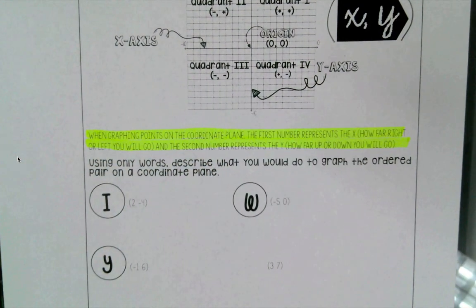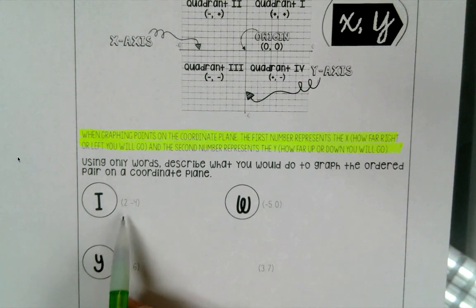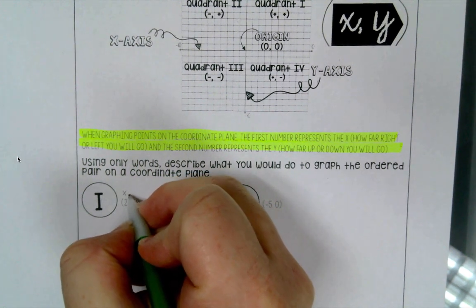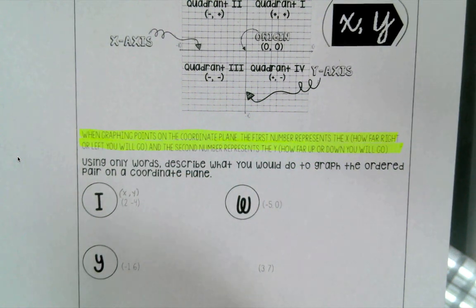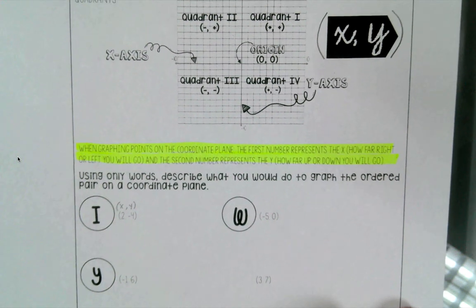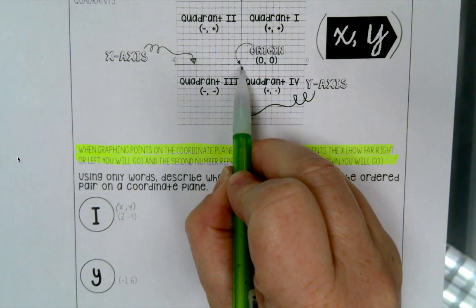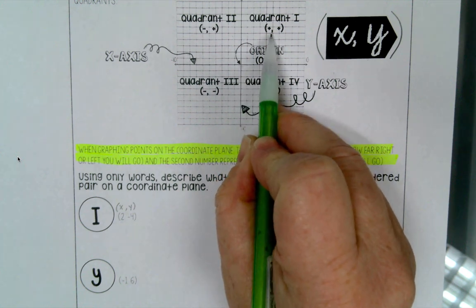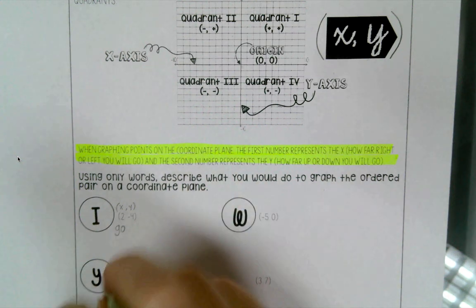Right? So using only words, describe what you would do to graph the ordered pair on a coordinate plane. My ordered pair is 2, negative 4, and I like to put x y above it to remind myself. This is my x and this is my y. So if you're looking at your coordinate plane up here, this is positive 2. So starting from your origin, where it's 0, 0, you would say, I'm going to go in this direction because it's positive.